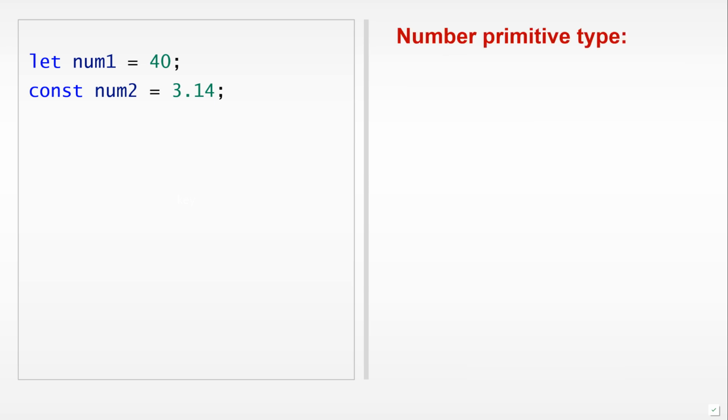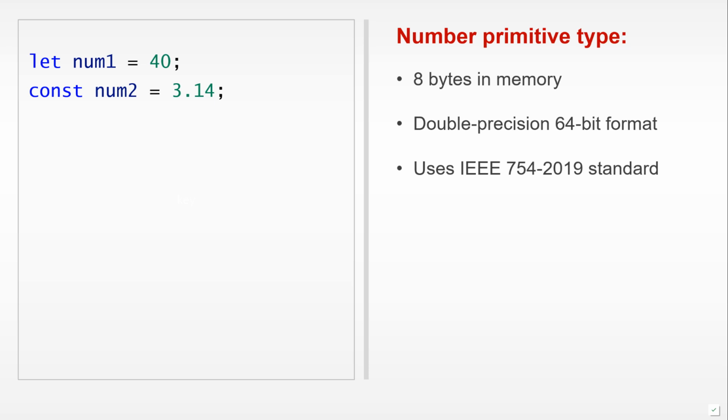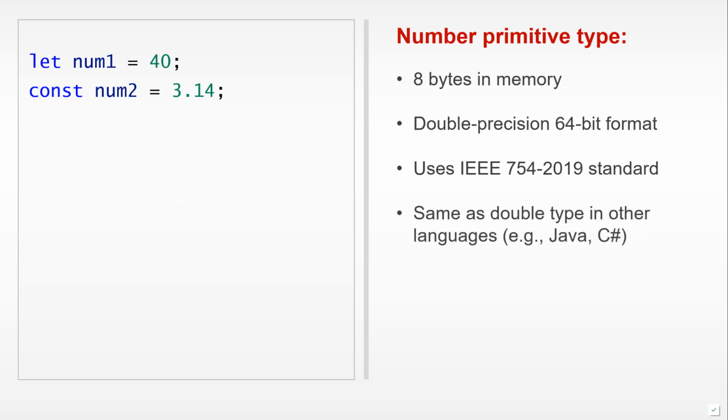If we want to summarize the key characteristics of the number type in JavaScript, we can say that it is stored in 8 bytes in memory. Its type is double precision 64-bit format, which is used in a number of languages for their double type. JavaScript did not invent its own standard. In fact, it uses something called the IEEE 754 standard, which again is used in quite a few languages for the double type. The same type of number is used, for example, in Java or C# in addition to other numeric types.